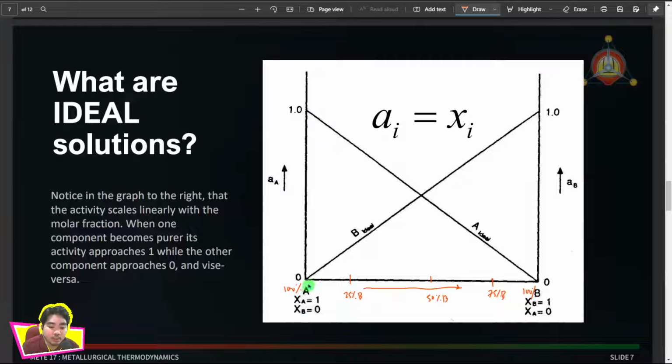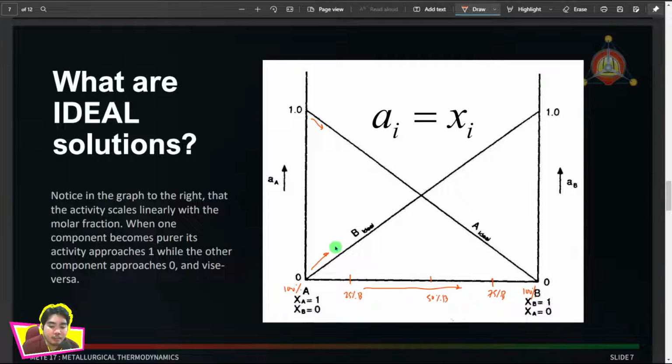So dito, 0% component B, you'll notice na yung activity ni A will be equal to 1 because the molar fraction of A, dahil 100% A nga to, is equal to just 1, no? So meaning yung activity niya will be equal to 1. Now as the contribution of B increases, slowly tumataas yung concentration ni B, you'll notice na magde-decline yung activity ni A. And at the same time, nag-i-increase din yung activity ni B. Parang ganyan. And this happens if you are an ideal solution, or this happens in a linear manner.